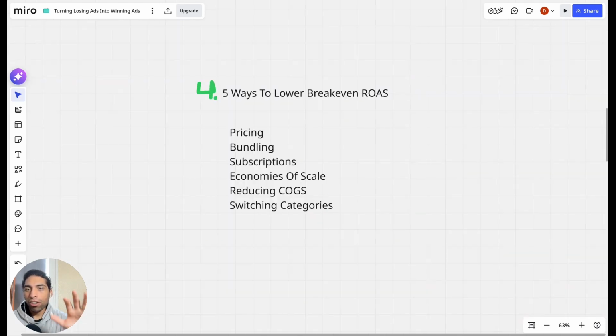So with all that said, here are the 5 ways to lower your break-even ROAS so that you can actually get your ROAS lower than 2x.